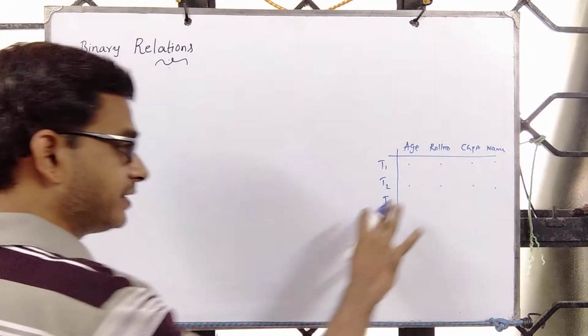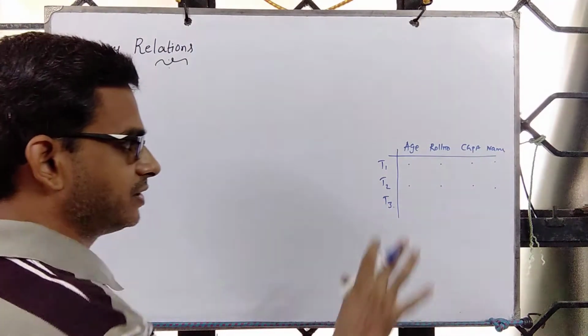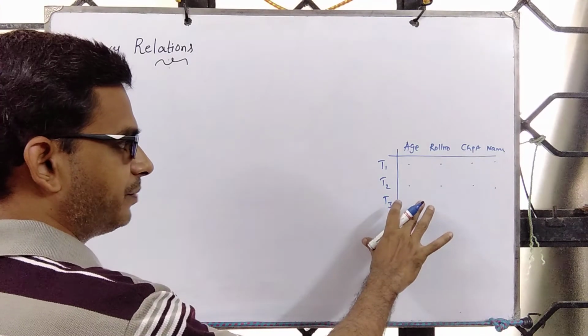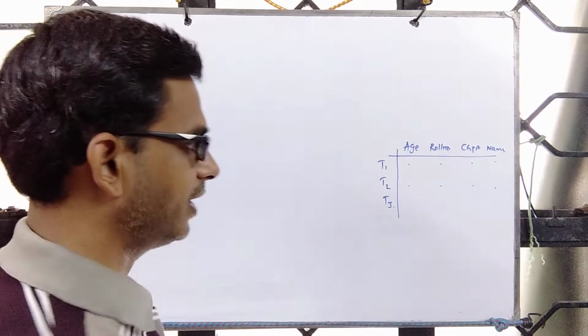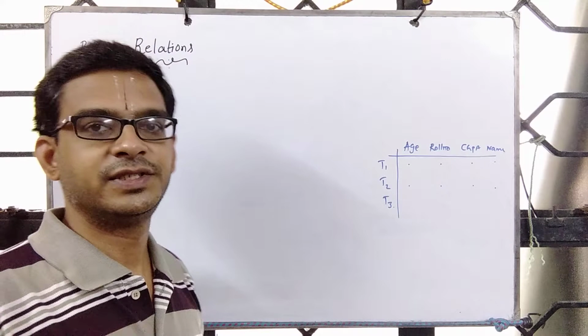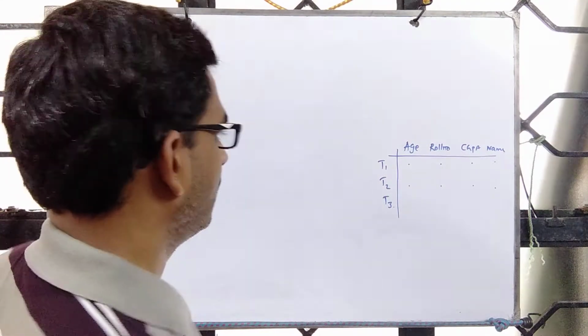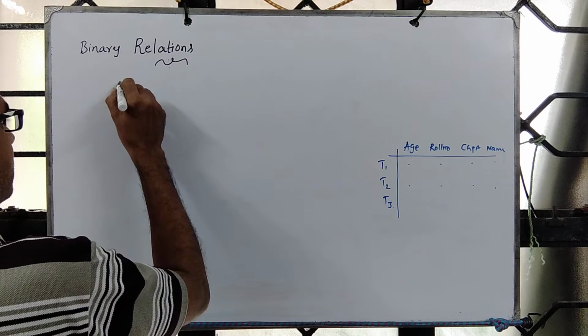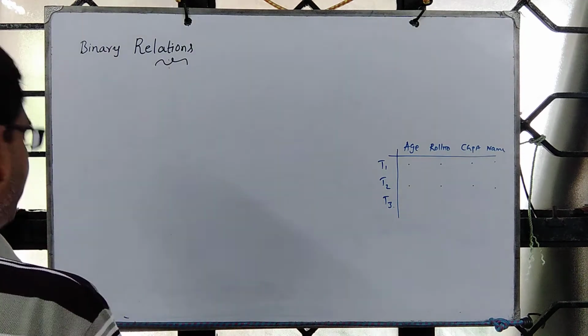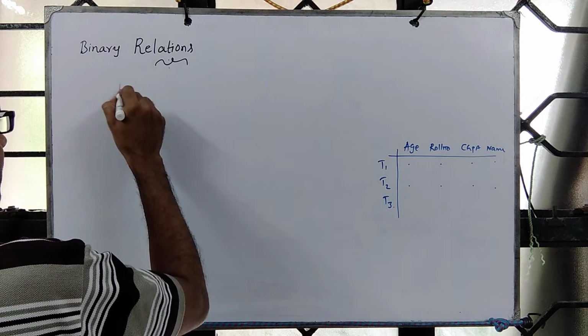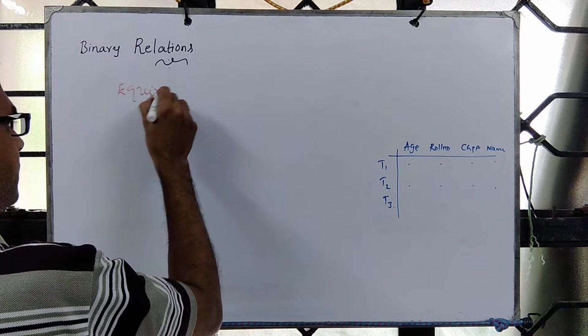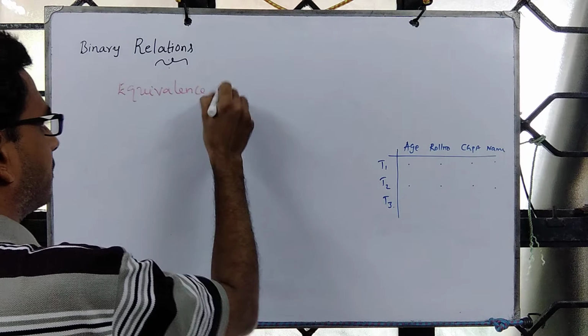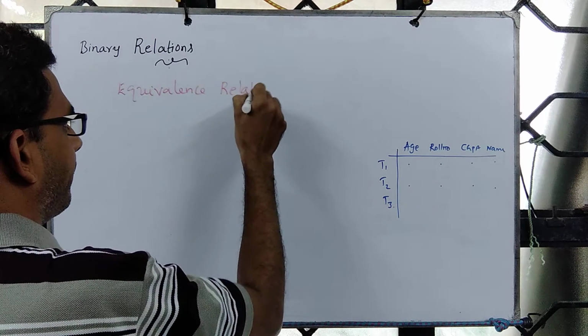Relations can be modeled as a graph. There is a one-to-one connection between relations and graph models, which we shall see next. We shall define some more properties of relations. The first one being equivalence relation.